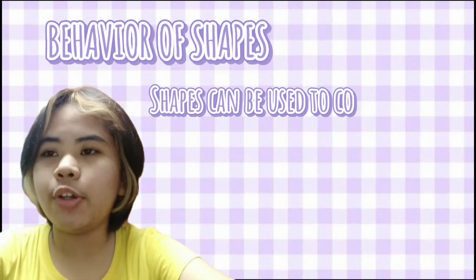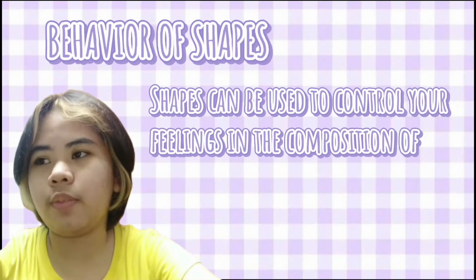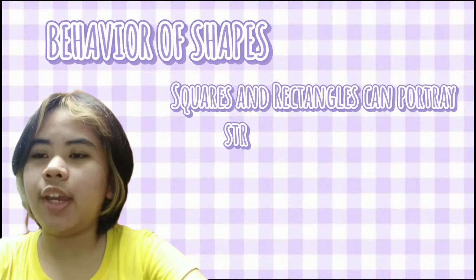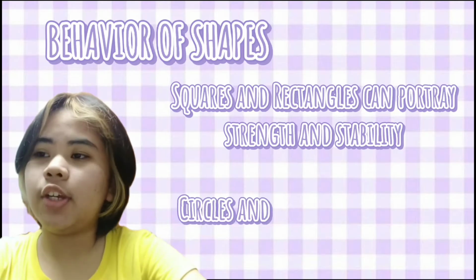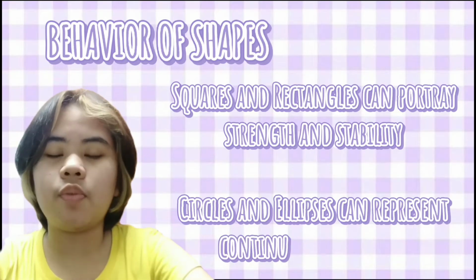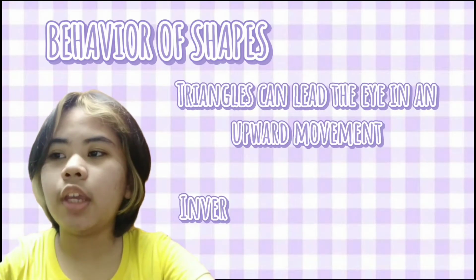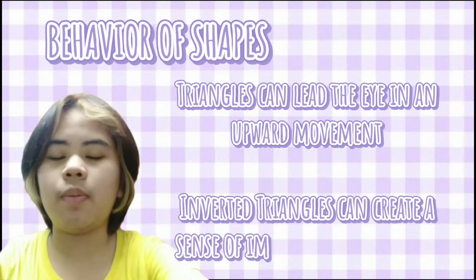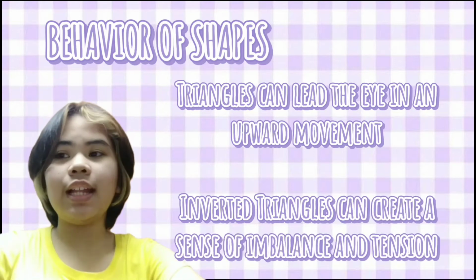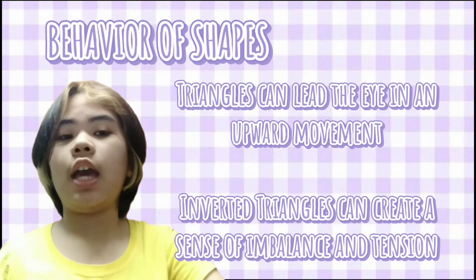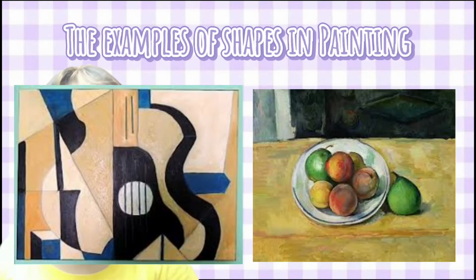Next, the behavior of shapes. Shapes can be used to control your feelings in the position of an artwork. The squares and rectangles can portray strength and stability. The circles and ellipses can represent continuous movement. The triangles can lead the eye in an upward movement, and the inverted triangles can create a sense of imbalance and tension. So basically, hindi lang siya basta shapes, kundi may kanya-kanya rin silang meanings and backgrounds. And lastly, the examples of shapes in painting.